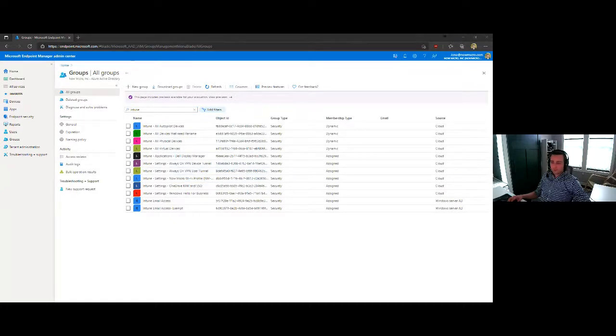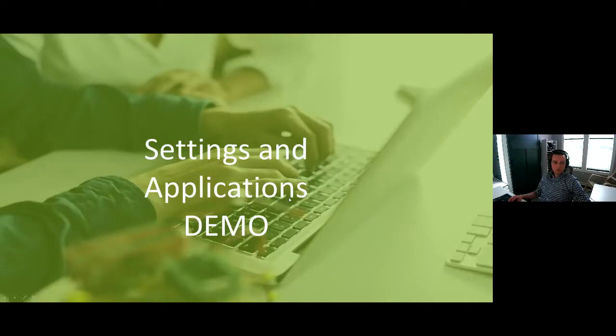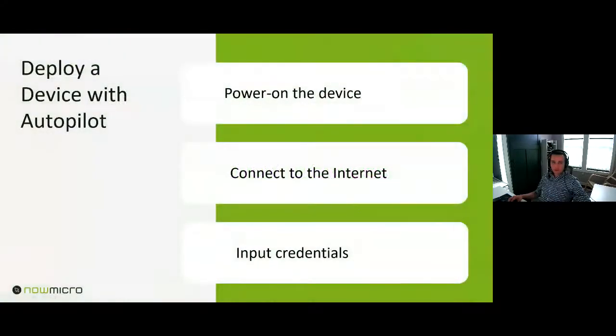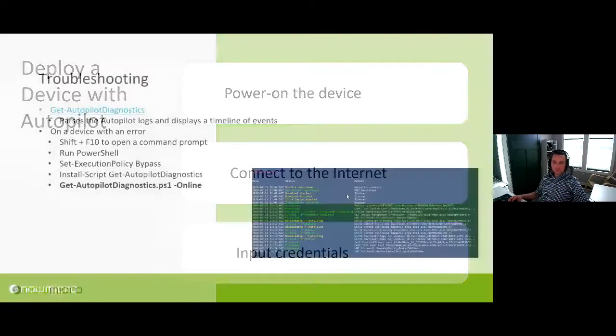Okay. Let's go back to the presentation. So now that we've got everything configured, we've got our deployment profile and everything in place, the next step is actually deploying the device. And the process of deploying the device is really pretty straightforward. The user would get the device, power it on, connect it to the internet, and then when prompted, they put in their Azure Active Directory credentials. And then the device just goes ahead and goes through configuring.